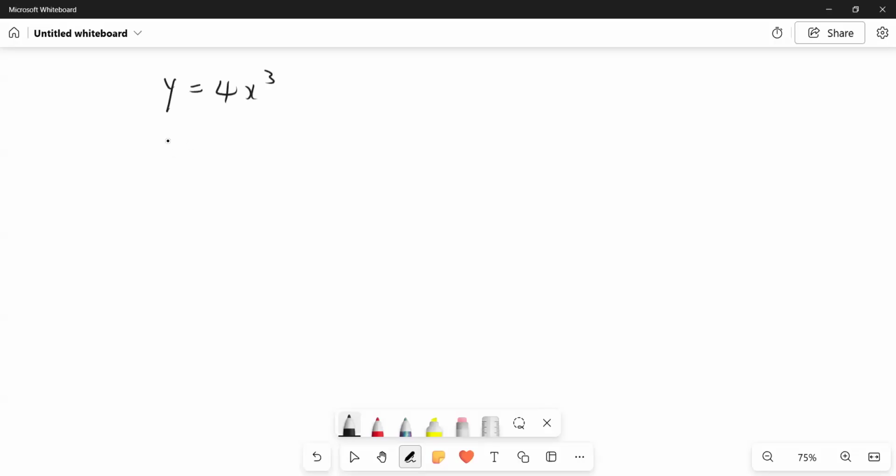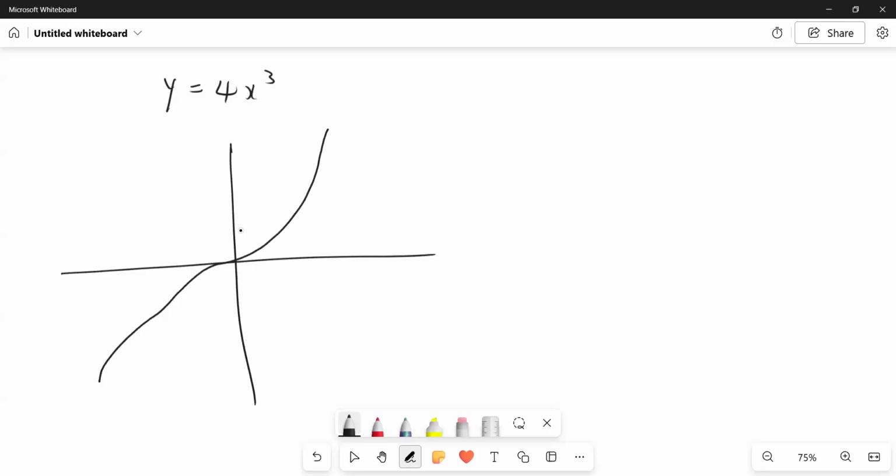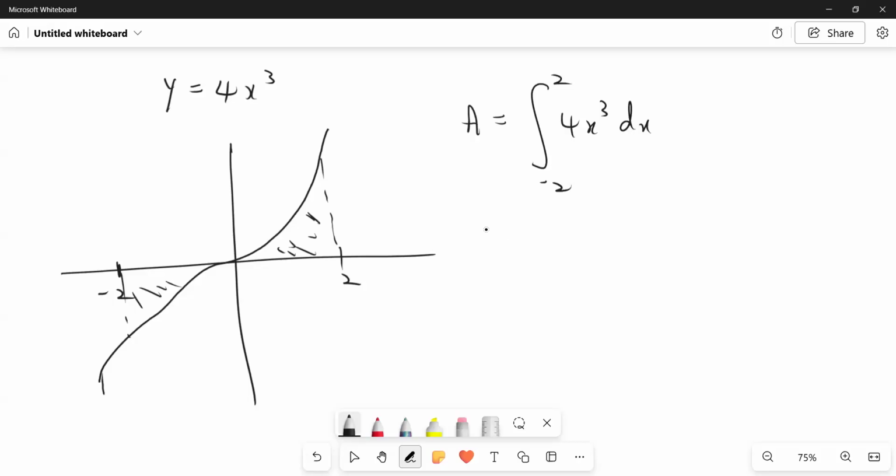So we want the area between, let's just get that graph. The graph will look something like this. Oh, God, don't kill me for this. Let's say you want the area between minus 2 and 2, so it's this area here. Let's see what happens. So area equals the integral of 4x cubed dx from minus 2 to 2, right? So we get what?